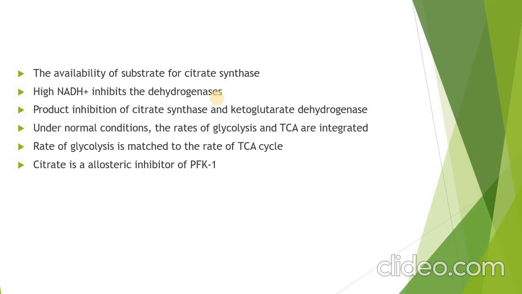And under normal conditions, we can see that the rates of glycolysis and TCA are integrated, because TCA has to obtain the pyruvate only from glycolysis. We have also seen that the enzyme phosphofructokinase is inhibited by citrate. Citrate is an intermediate present in the TCA cycle, and phosphofructokinase is the enzyme which phosphorylates the fructose formed in the first step of glycolysis, or sorry, the second step of glycolysis. So we can see that a very close integration exists between these two pathways.